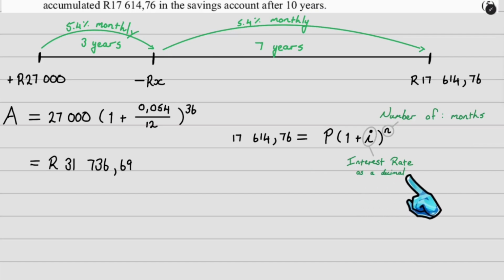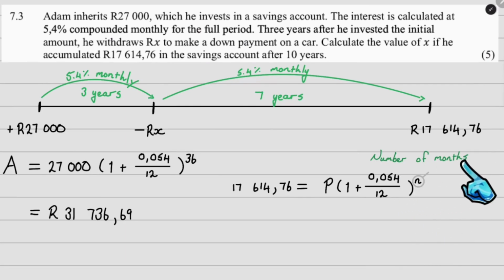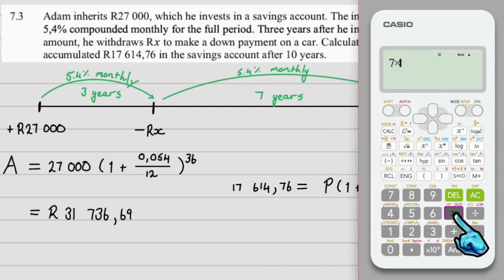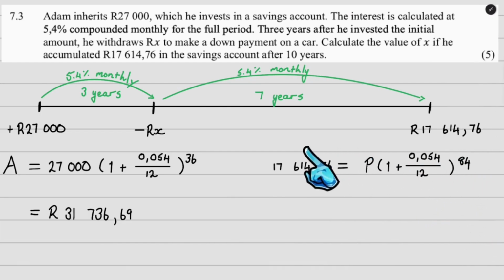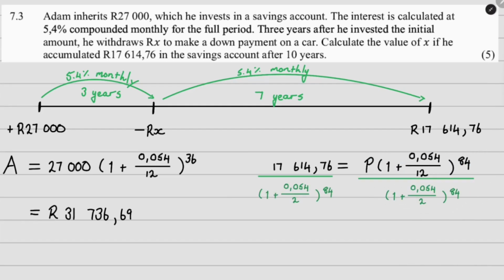Then the interest rate as a decimal is going to be exactly the same here because it's 5.4% compounded monthly. And then to get the number of months in 7 years, I'm just going to multiply that by 12 on my calculator. I think it's 84. It is indeed. So we're going to change this n to 84. And now I'm going to work on getting P on its own here. The easiest way to get P is just to divide by this whole thing, this bracket. And when I do that, they're going to cancel on this side of the equation. And then this side of the equation goes straight in my calculator.